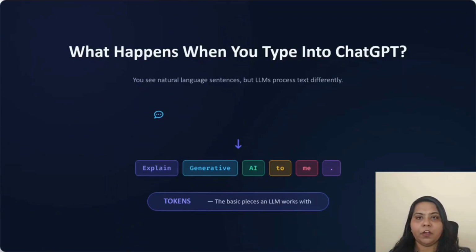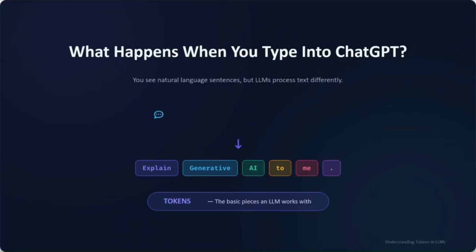I simplify complex technology concepts into practical and easy to understand explanations, especially around generative AI, LLMs, AI agents, RAG, MCP, and modern technology. In today's video, we are going to understand one of the most fundamental concepts behind LLMs, tokens. You may have heard terms like token, token ID, token limit, context window, or token usage. But what exactly is a token? And why does an AI engineer need to understand it? Let's break it down in the simplest possible way.